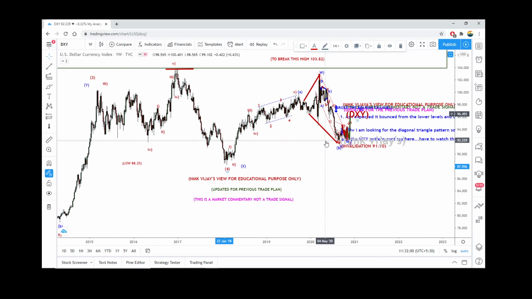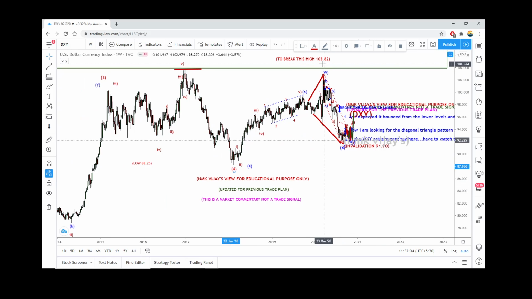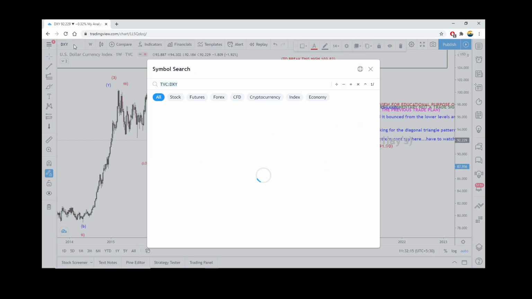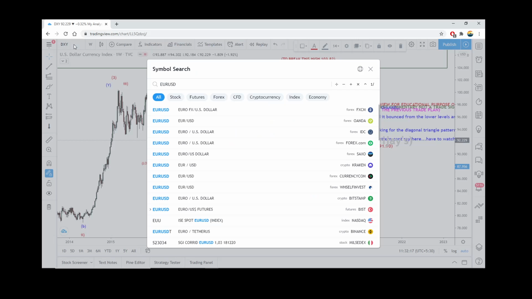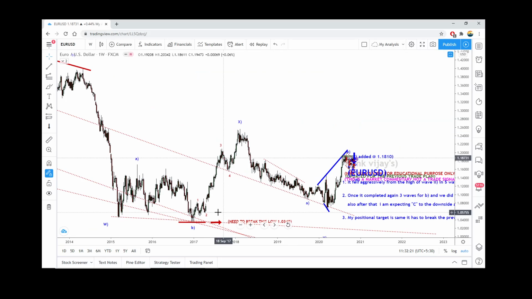So in that case, my alternative view is if it breaks this, we have to consider this as a truncated zone. So let's see, but I'm not expecting that, because if we keep this as a truncated, then Euro USD, my positional target, it has to break that 1.034. So this could be a truncated also again.